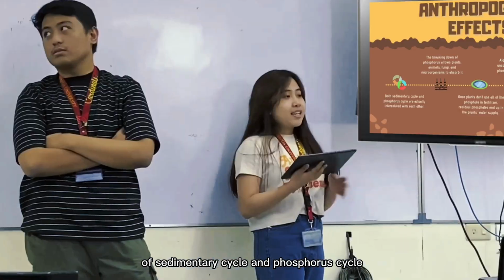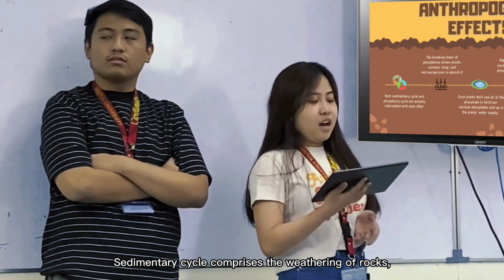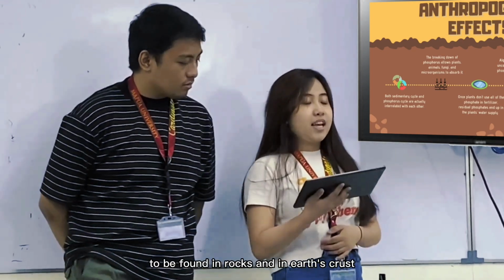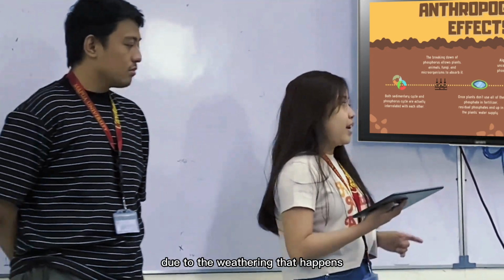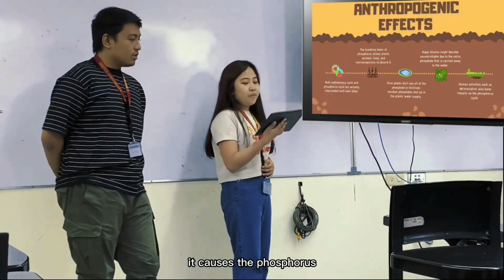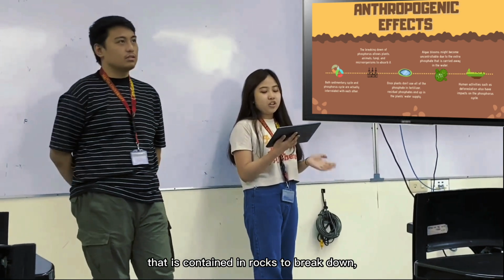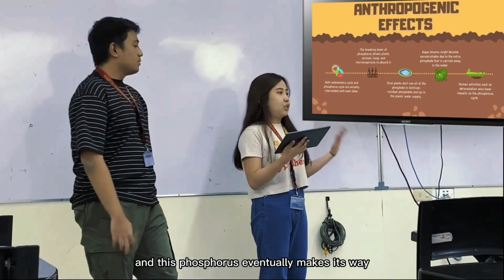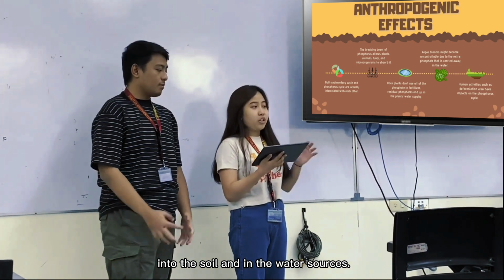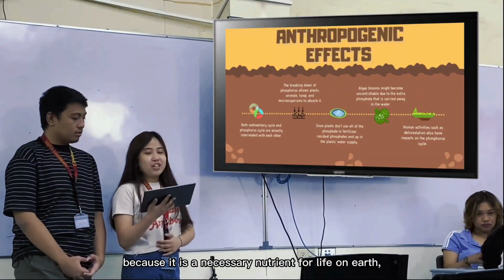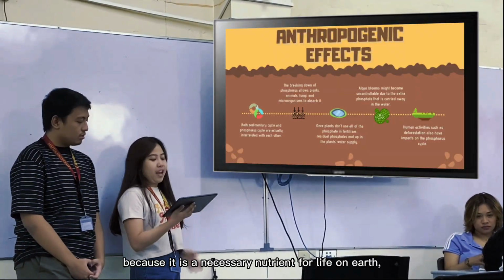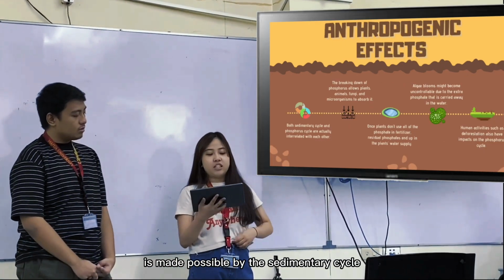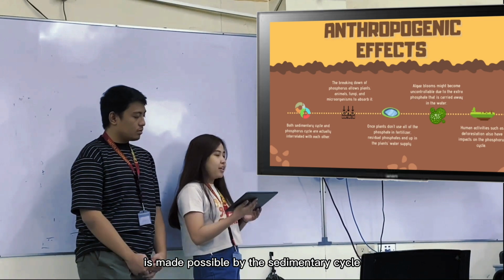The sedimentary cycle comprises the weathering of rocks, and phosphorus happens to be found in rocks and in the earth crust. Due to the weathering that happens, the phosphorus that the rocks contain breaks down, and this phosphorus eventually makes its way into the soil and water sources. Phosphorus matters because it is a necessary nutrient for life on Earth, and its circulation in the earth crust is made possible by the sedimentary cycle.